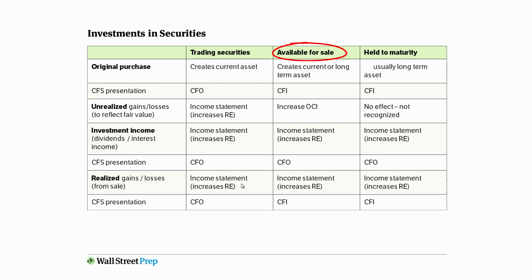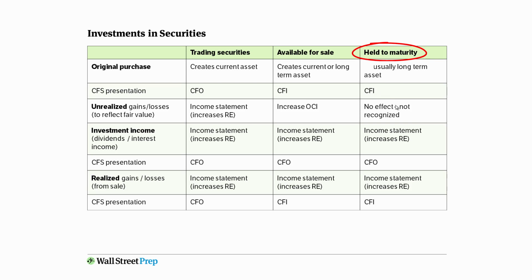Realized gains, just like with trading securities, are going to be reflected on the income statement. The difference is in the cash flow statement: the presentation for those gains is actually moved not from operating activities, but to investing activities. Lastly, held to maturity securities are usually a long-term asset just because it's going to be held through maturity. And that's going to be classified just like available for sale as an investing activity.